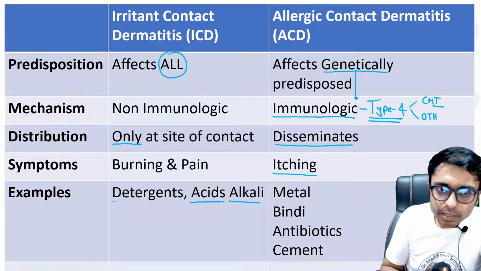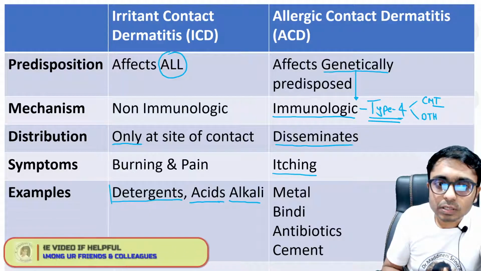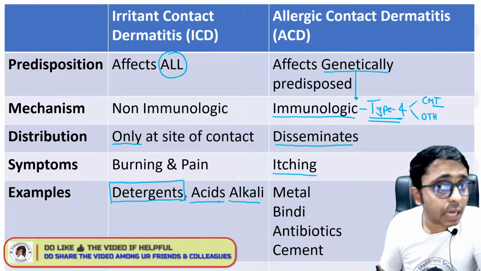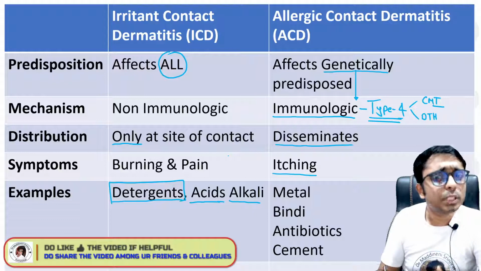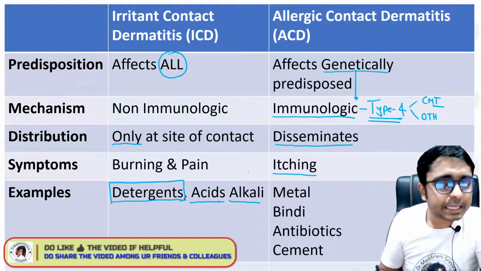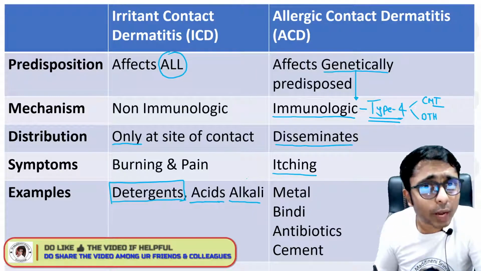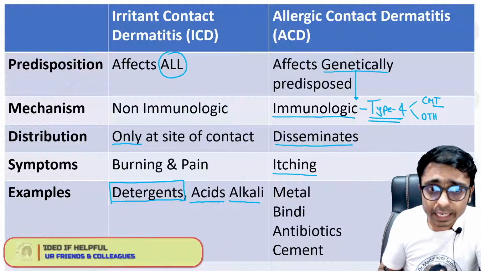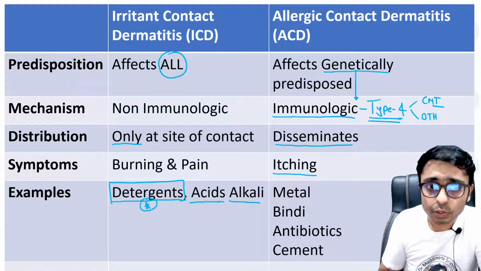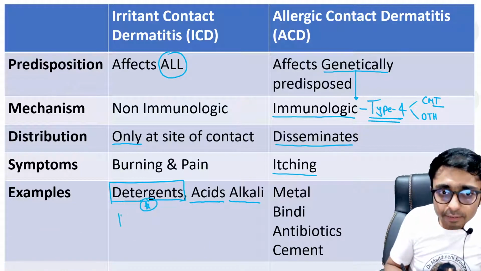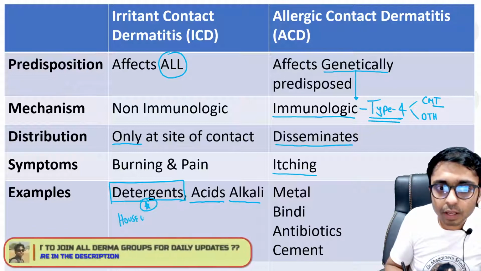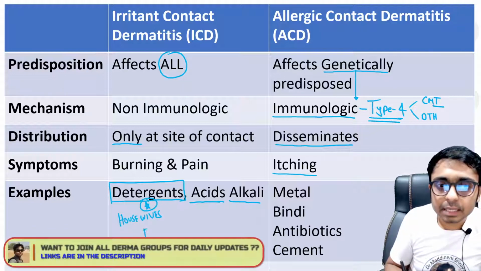And also please remember, the most important cause for irritant contact dermatitis is detergents. They are so common that in fact this ICD is sometimes also referred to as housewife's eczema if it is caused due to detergents. If it is caused due to detergents, this is also referred to as housewife's eczema.